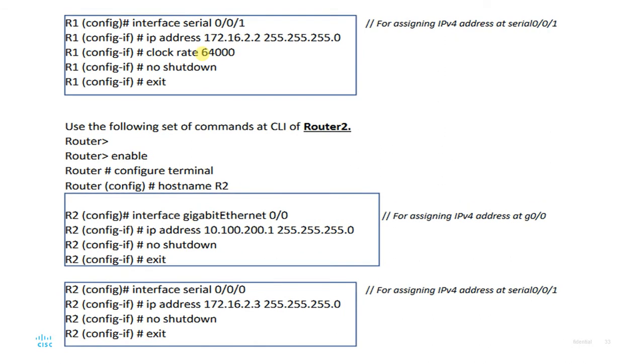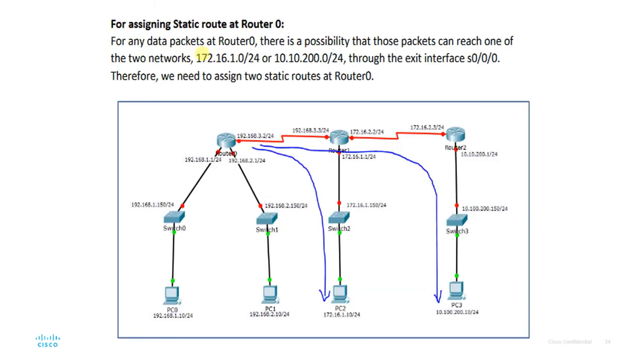After assigning these IP addresses, your directly connected networks will be up. So we can send our packets from one network to all the directly connected networks. Now if you have to connect the remote networks also, we have to manually assign the static routes. Now for router 0, as I already told you, these are all directly connected networks. We have to add one route for this network. This is a remote network. We have to add one route for this network also, because this is a remote network.